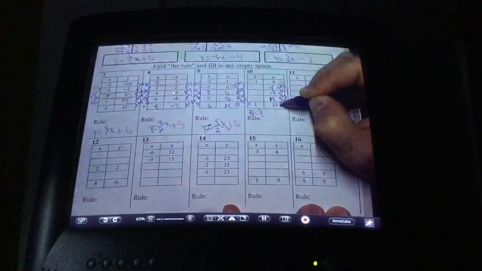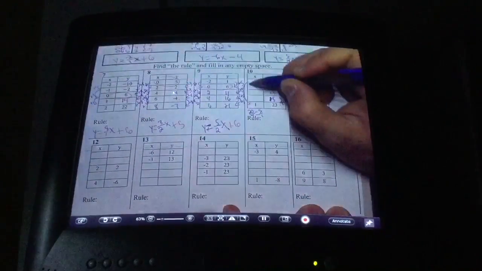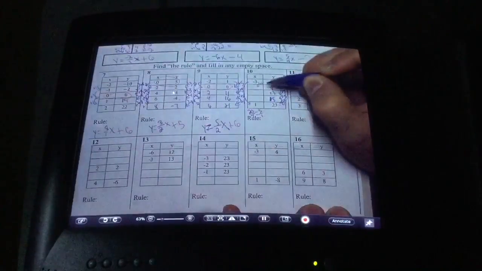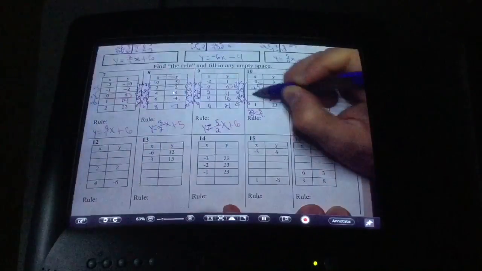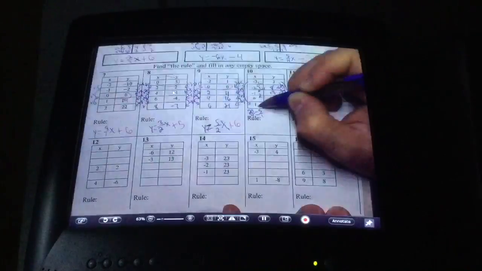And you can see that it's already there. Okay. Now that 4 turned into a 1, so I'm just going to add 1 each time. If I add 1, I'm going to get -2. Add 1, I'm going to get -1. Add 1, I'm going to get 0. Add another 1, I'm going to get 1.